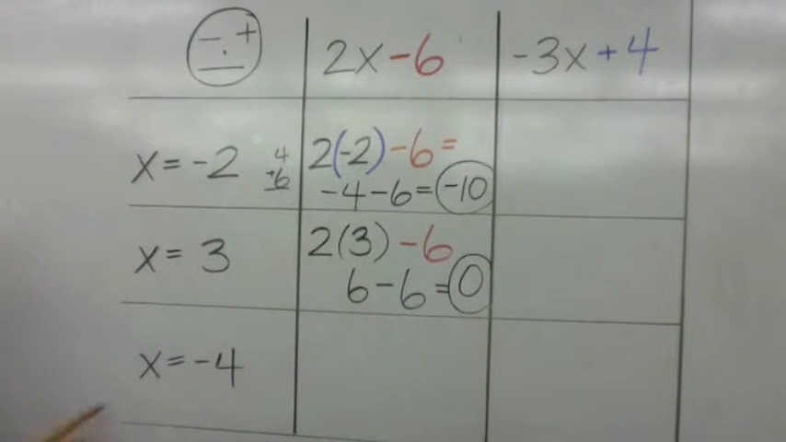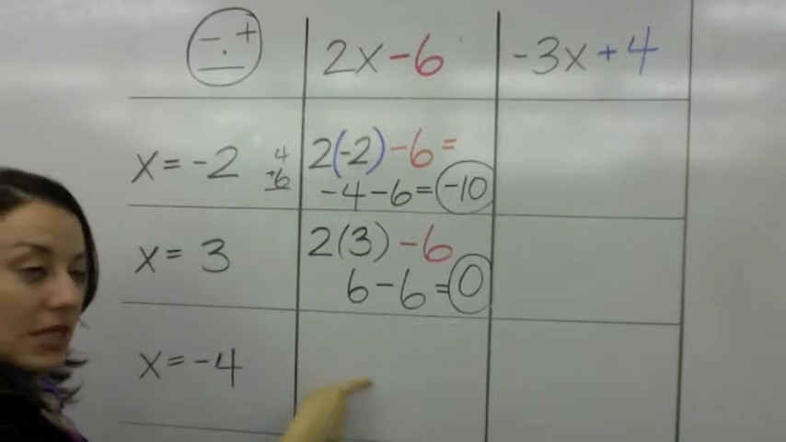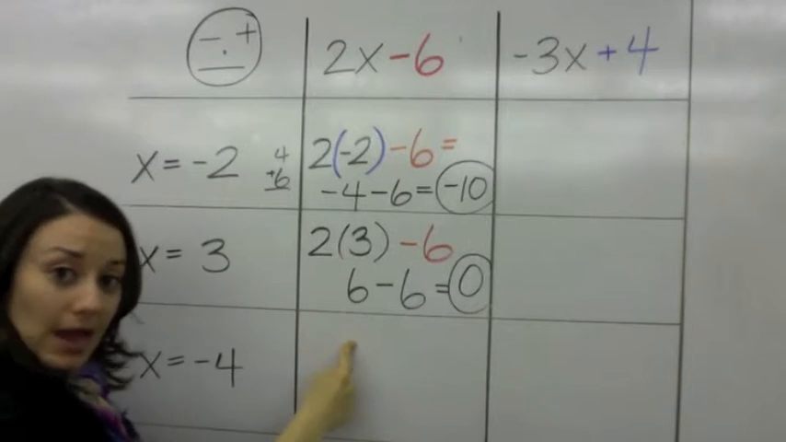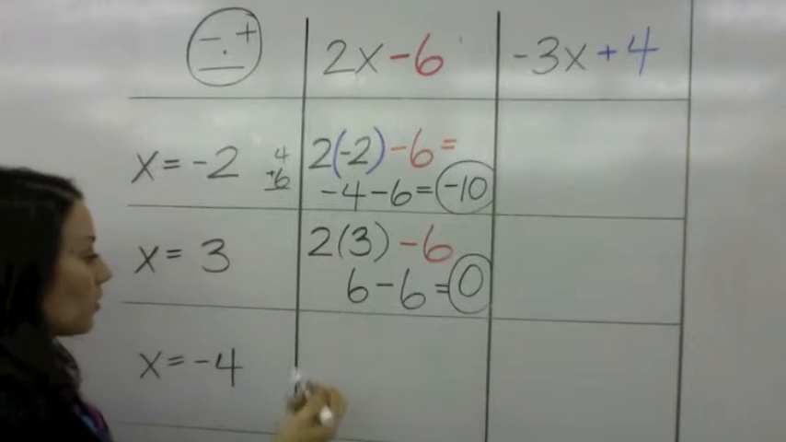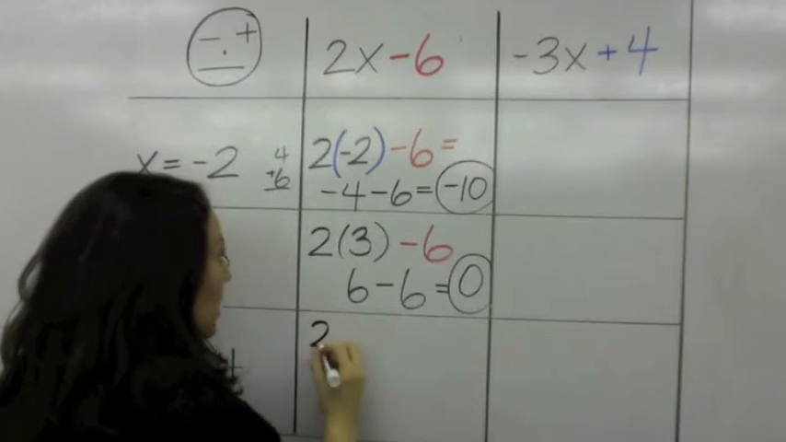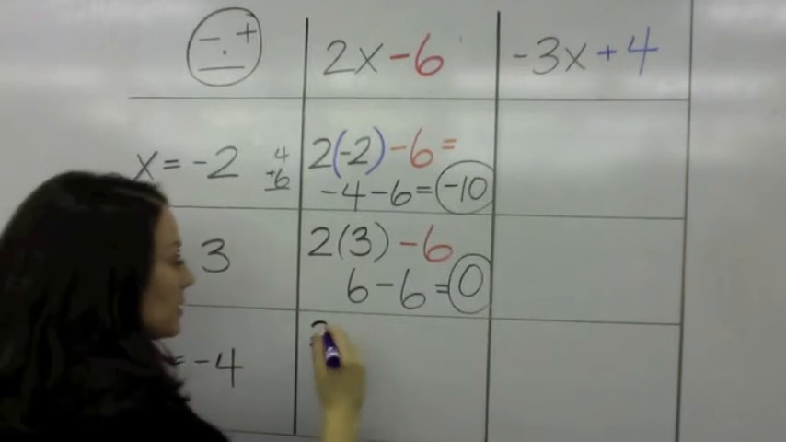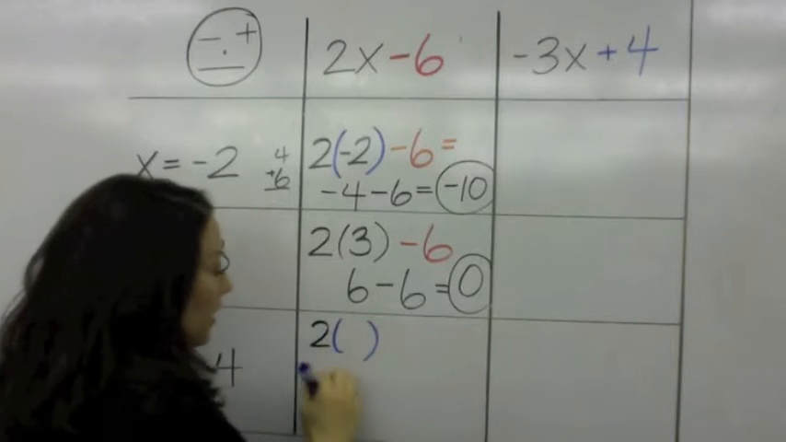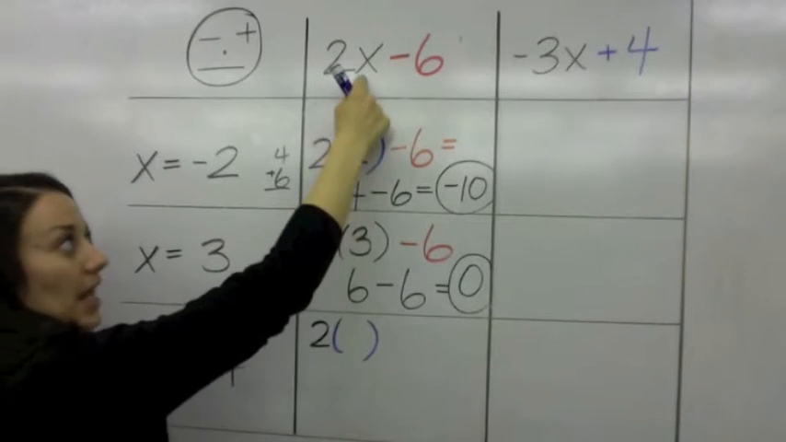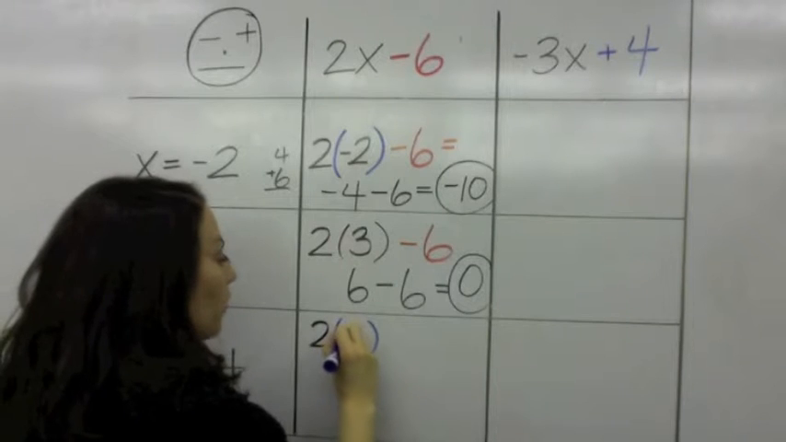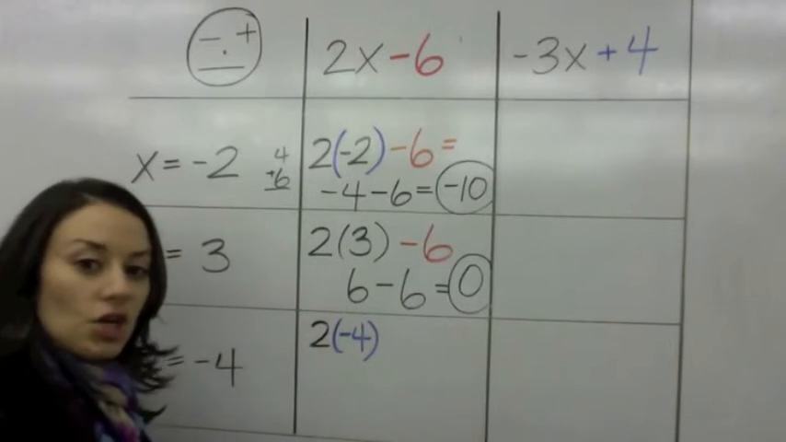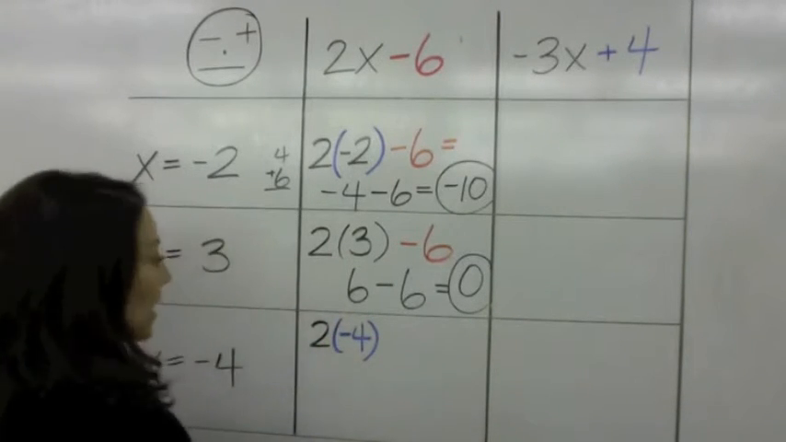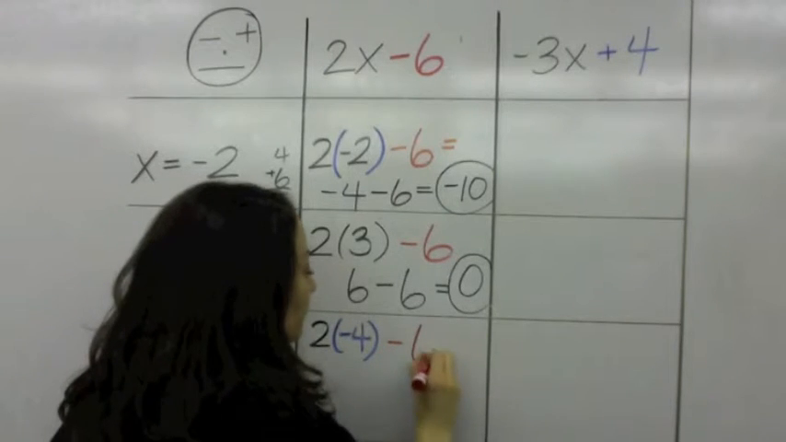Okay, next one. X equals -4. Okay, we're going to substitute what number in the place of x? This is -4. And we're going to keep using this expression, 2 multiplied by x, take away 6. Okay, so we're going to say 2 in parentheses. What are we multiplying by 2? What is x? X is -4, right? 2 times a -4, then subtract 6 from that.